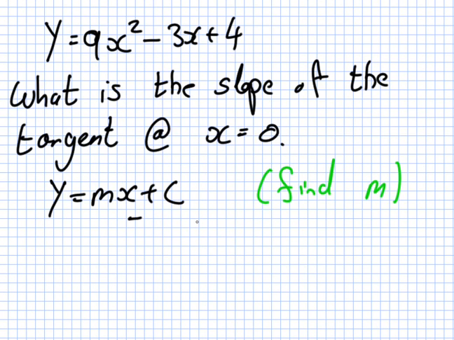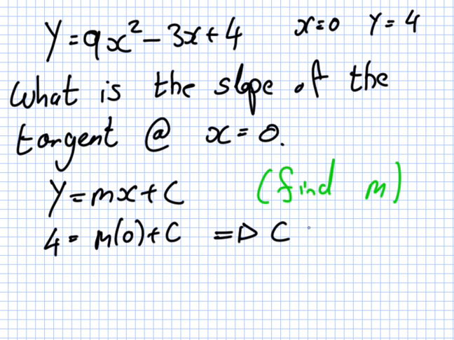So this means if I put here x is 0, I get y is 4. That should be true here also. So I can find the c first, which is no good to me. I want the m, but it will help me get the m. So if I put here 4 equals m times 0 plus c, what does that make the c? 4. So at least I have y equals mx plus 4. That's something.